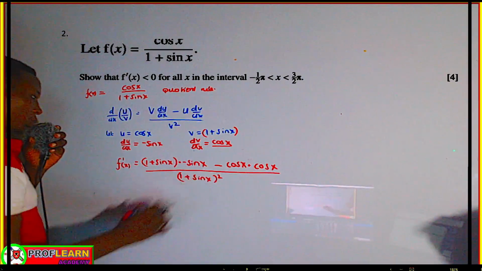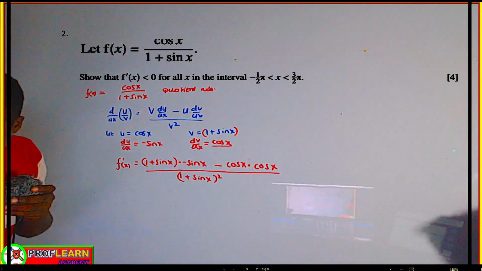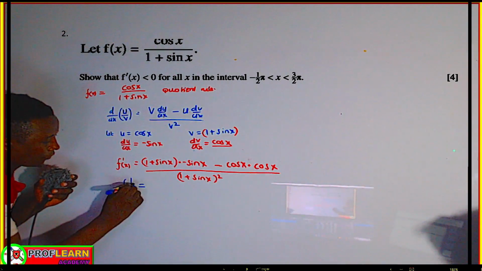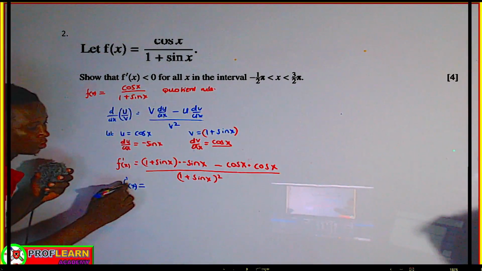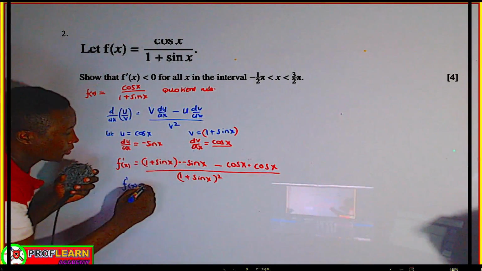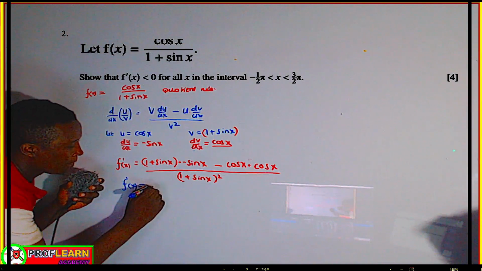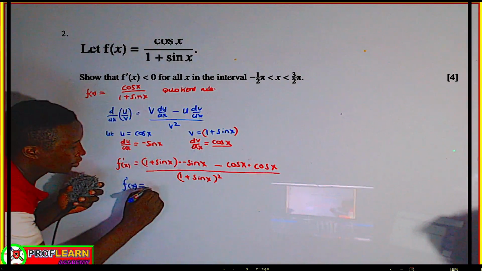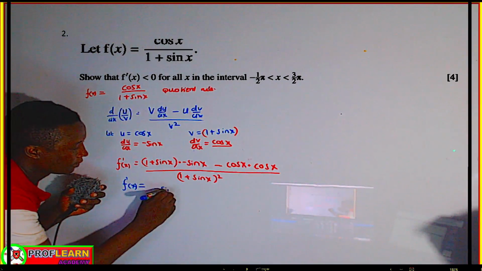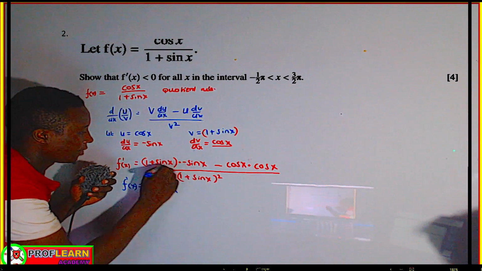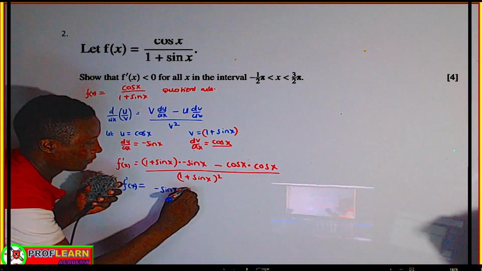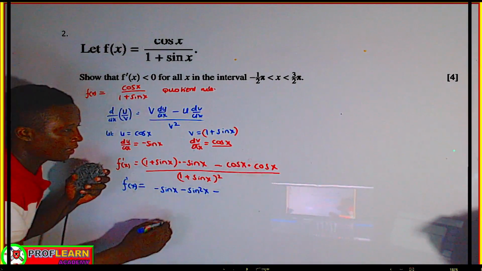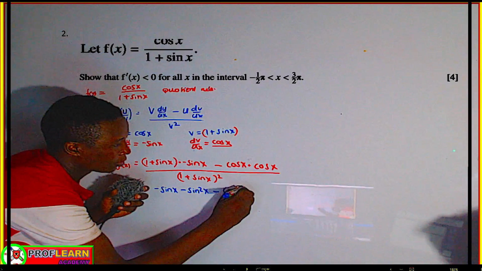So we ought to manipulate this for some more time, and have this as f prime of x. If I open the bracket, I'm going to get 1 times negative sin x, which is negative sin x, and then negative sin squared x, minus, if I multiply here, cos squared x.